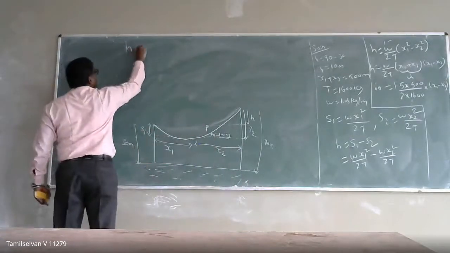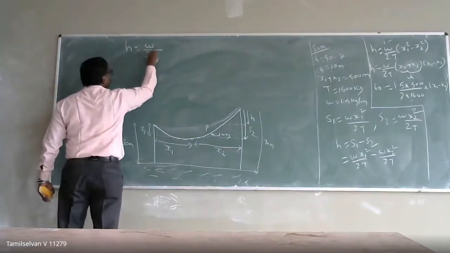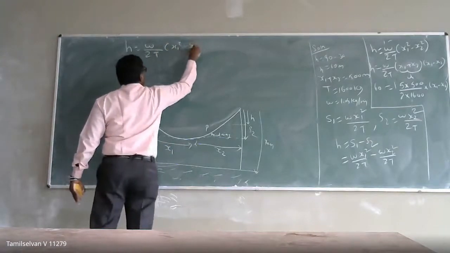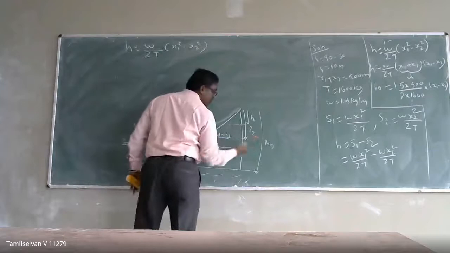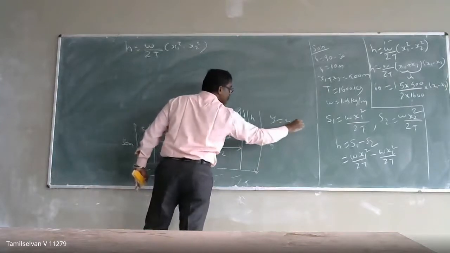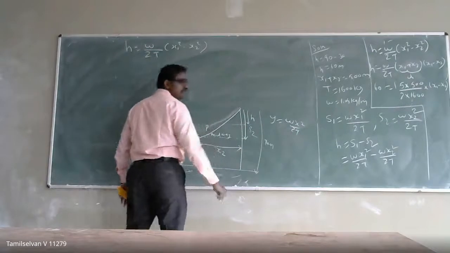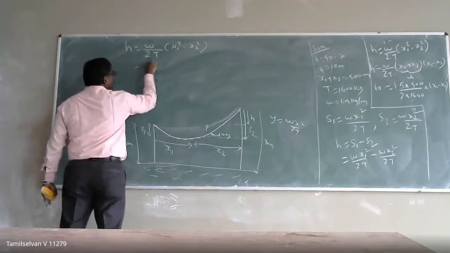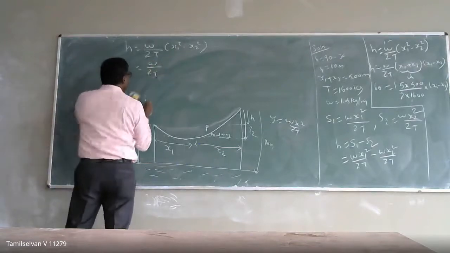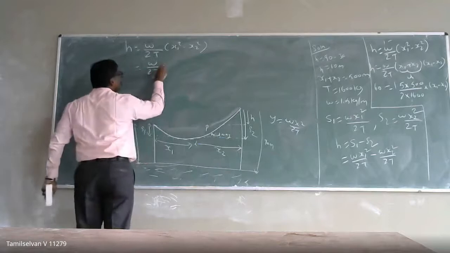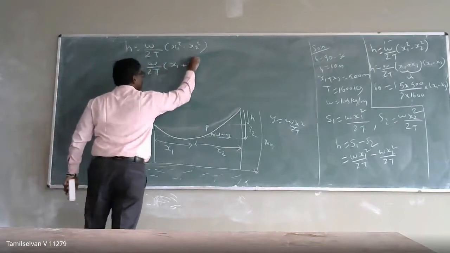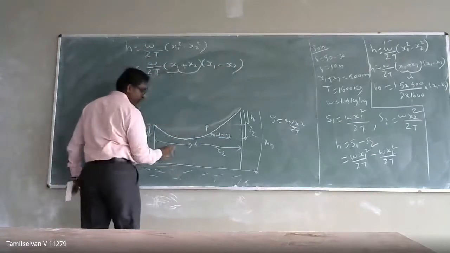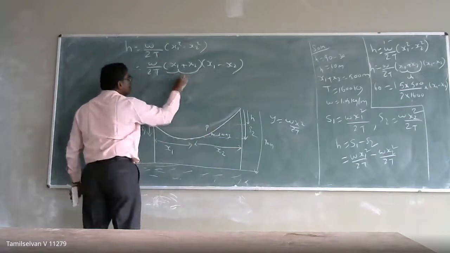So I am writing here. H will be equal to W by 2T into X1 square minus X2 square. Why? Because we know the sag formula Y is equal to W into X square by 2T. Based on that I am writing here. I can expand this: W by 2T into X1 plus X2 into X1 minus X2. X1 plus X2 is the length of this span, that is my L.